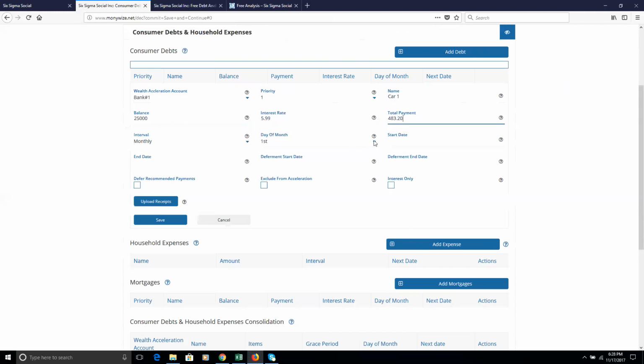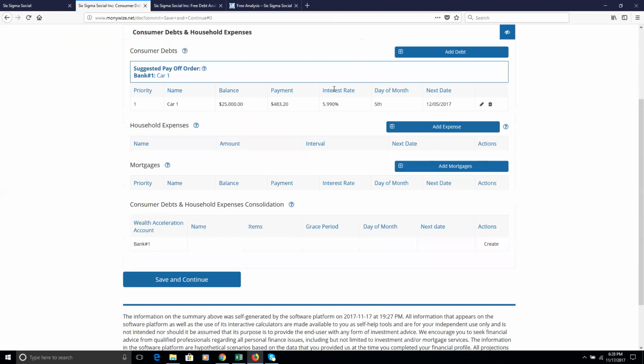Let's say there's a payment due on that 5th of the month. I'm going to leave the start date blank. I'm going to leave the end date blank as well. We could put deferments and the like if we wanted to. I'm going to let the computer work its magic and take care of the algorithm itself. And I'm going to save that.